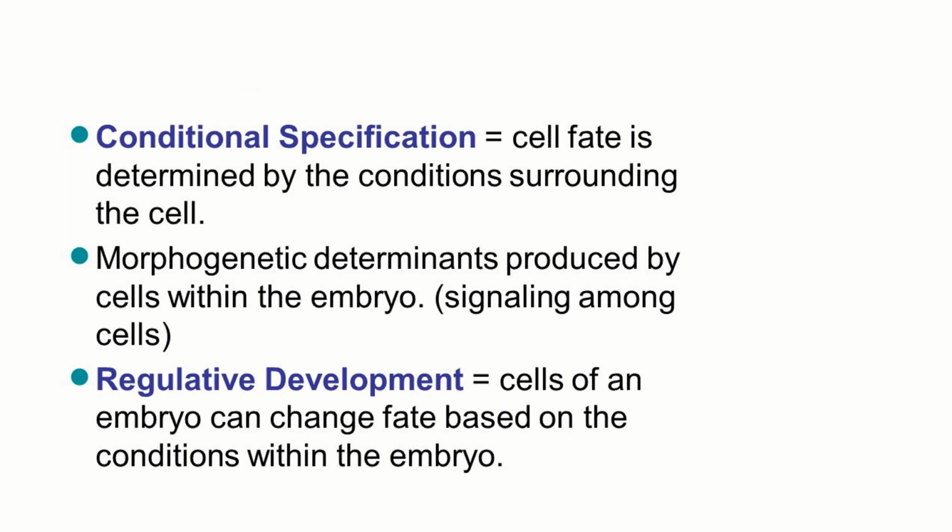This type of development is not mosaic development. This is regulated development because cells of an embryo can change fate based on the conditions within the embryo. Whatever condition is present inside the embryo controls the fate, and cells can change their fate. It is conditional. It is dependent on particular conditions. If this condition is there, then it will form a particular type of cell. If this condition is not there, then it will not form that particular type of cell.